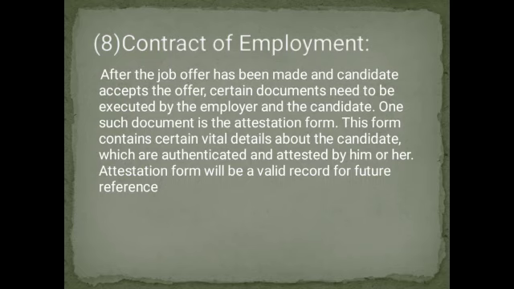The attestation form will be a valid record for future reference. Once this form is there, with all the detailed information, you have to go with the attestation. When the attestation has been done, this will be kept for further reference. So this is what the contract of employment is about. Now this is what the selection process is about.